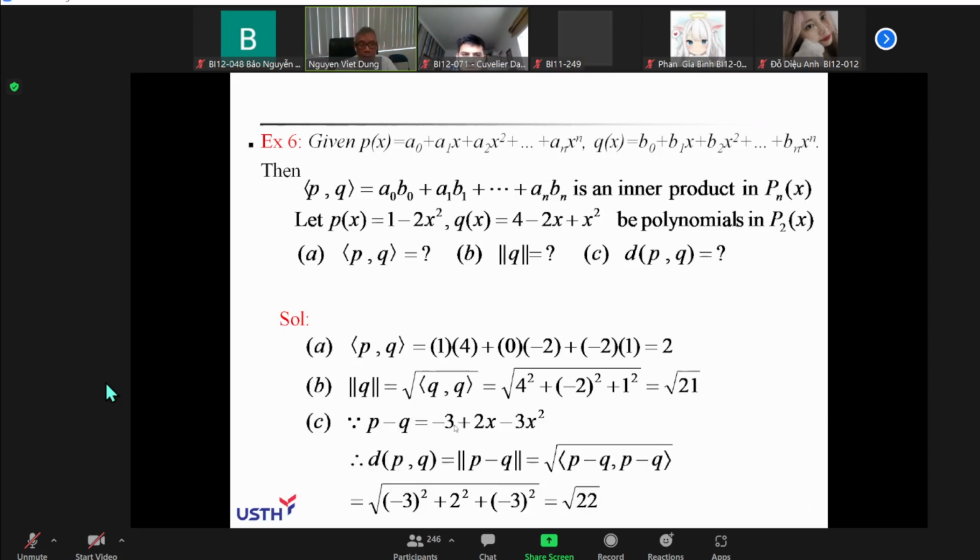Finally, first you need to find P minus Q. P is here, Q here. P minus Q is that one. So the distance between P and Q equals the length of P minus Q, and it is that. And finally, you get the square root of 22. So that is A, B, and C here.